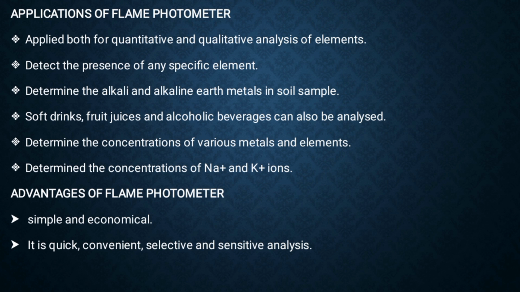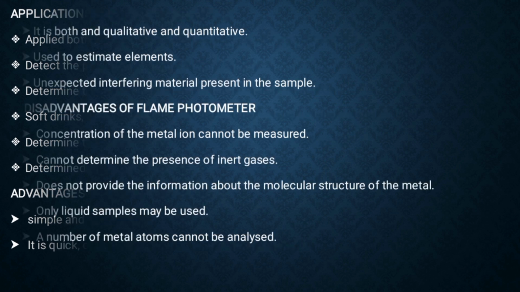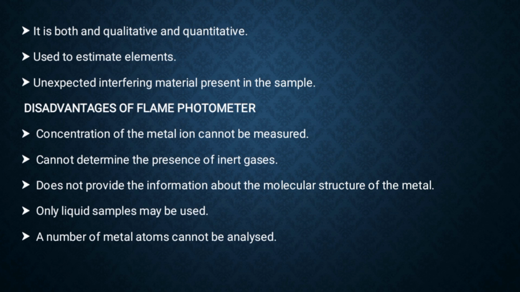The method of analysis is very simple and economical. It is quick, convenient, selective and sensitive analysis. It is both qualitative and quantitative in nature. Even very low concentrations of metal in the sample can be determined. This method is also used to detect unexpected interfering materials present in the sample solution, and to estimate elements which are rarely analyzed. Next, we will see the disadvantages of flame photometer.